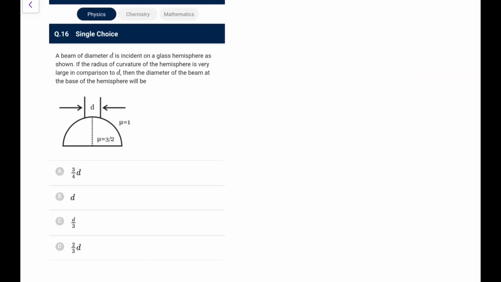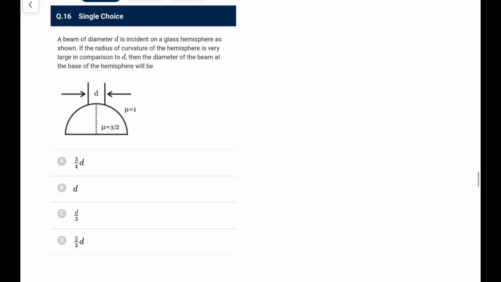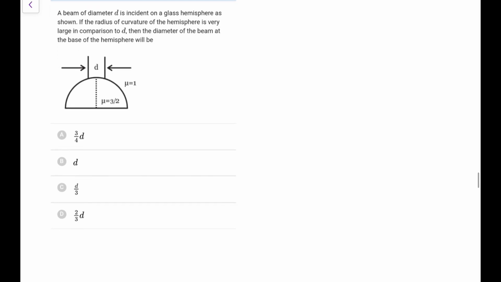Next, a beam of diameter d is incident on a glass hemisphere as shown. If the radius of curvature of the hemisphere is very large in comparison to d, then find the diameter of the beam at the base of the hemisphere. This is a question of IIT previous years. I remember the answer is 2d by 3, but let me solve it.